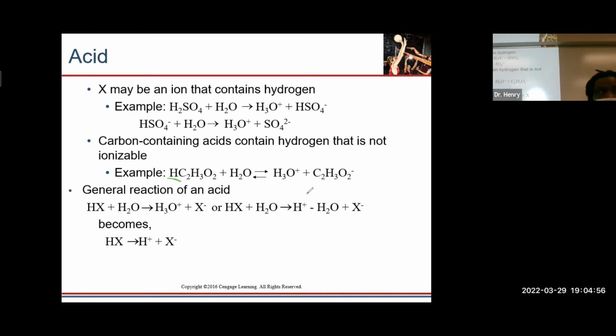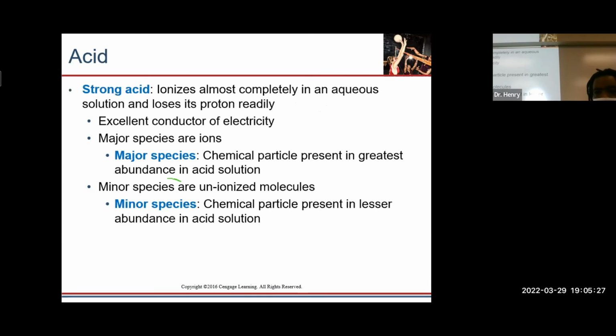You guys got that? Okay, so weak acids have limited ionization, because the hydrogen will stay attached to the compound. So strong acids completely ionize or almost completely ionize. So they're going to separate. Okay, so strong acids, they're going to ionize almost completely.